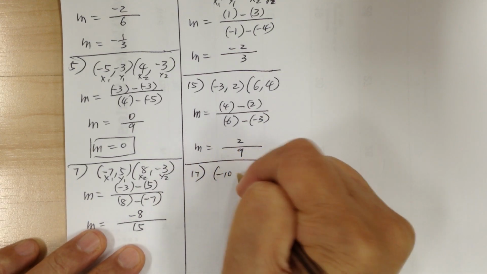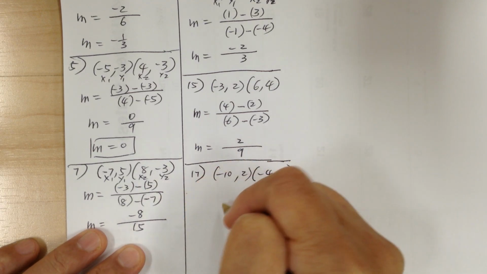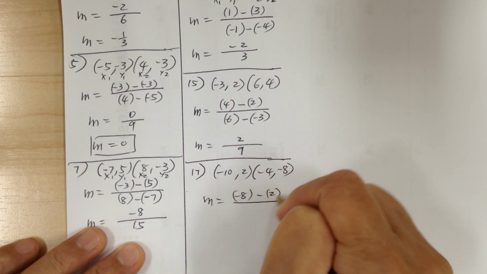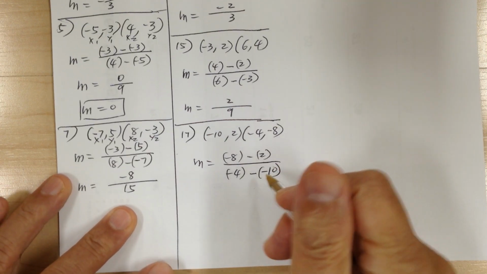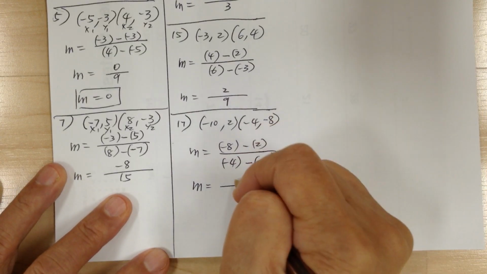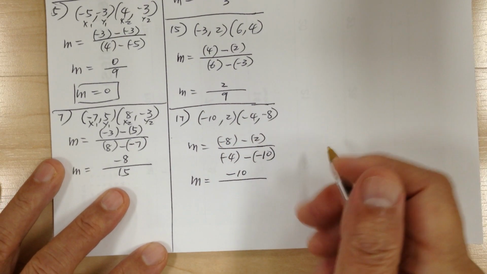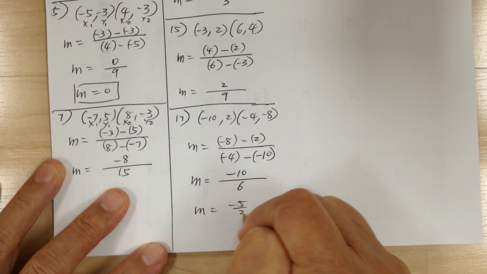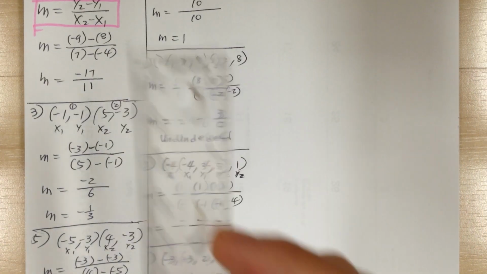Number 17. You have (-10, 2) and (-4, -8). So slope equals y2 minus y1 over x2 minus x1. Put in parentheses whatever you substitute to help you keep track of the negative signs. So this will be negative 10. Same sign, you add, so it gives you 10 and take the sign of the bigger number. The denominator becomes positive 6, and you simplify, which gives you negative 5 over 3. Let's go to the next one.